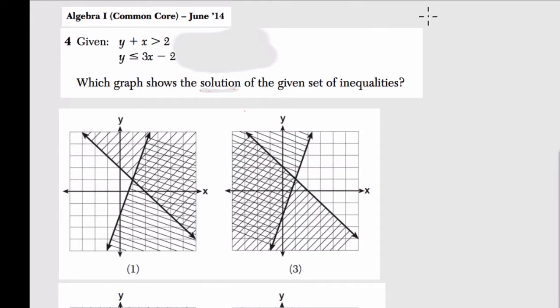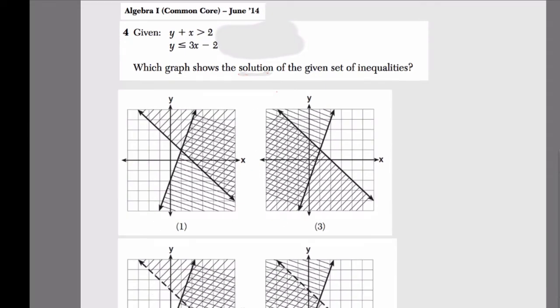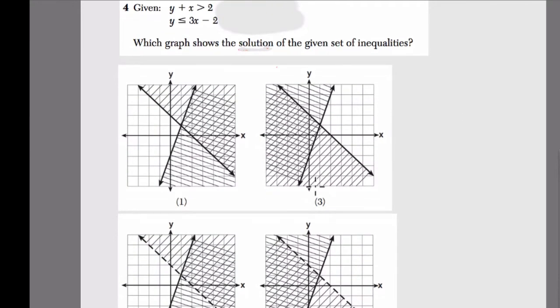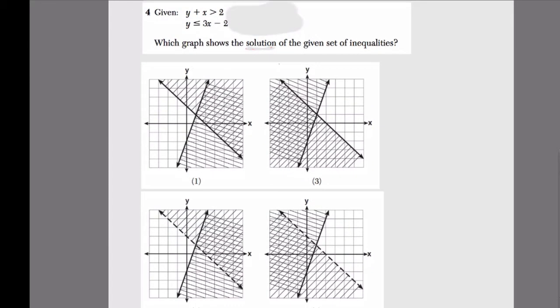Okay, so in this problem, we're given two inequalities, and we're trying to find the graph that best represents the solution to both, right? The common solutions they have. So I'm going to zoom out so you can see this. Pause the video, try it on your own, and then see how we do it in the video and compare. Okay, so let me zoom back in.